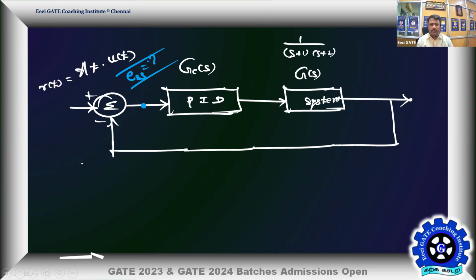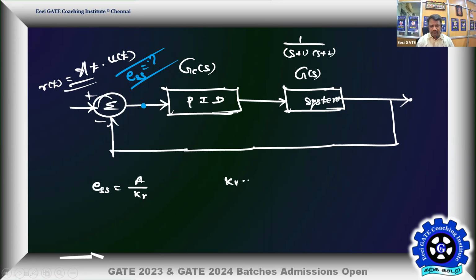First, you need to go for the steady state error, assuming it's a ramp input. What is the steady state error? Fundamentally, ESS is equal to A by KV. So straight away use it. That's a velocity command, so go for the velocity error constant.